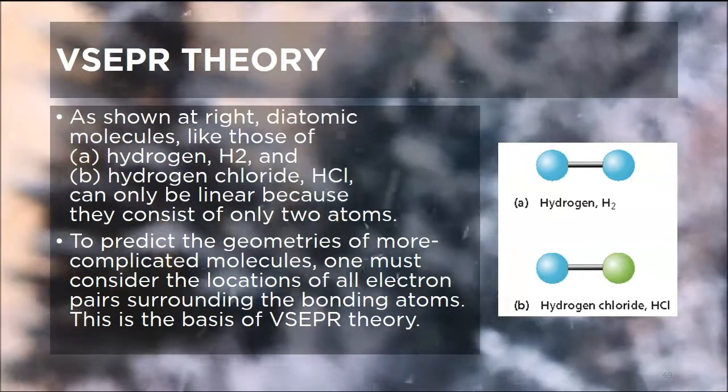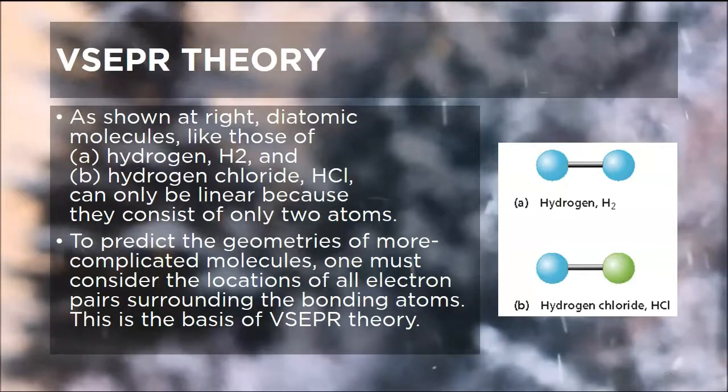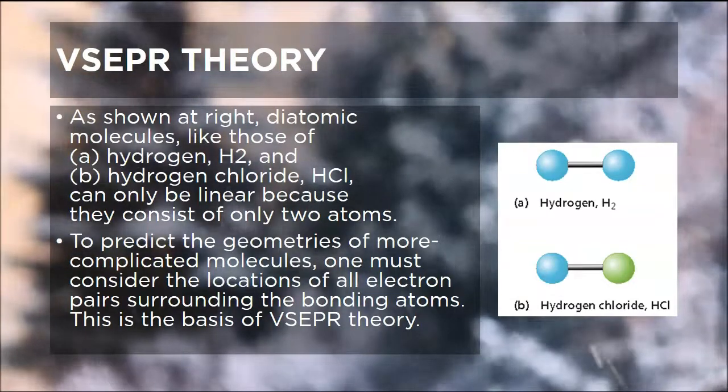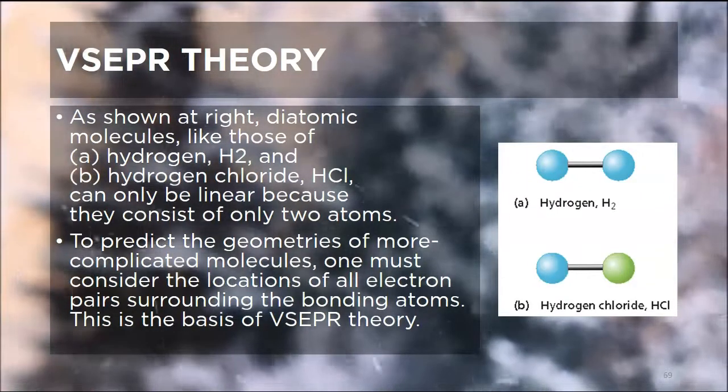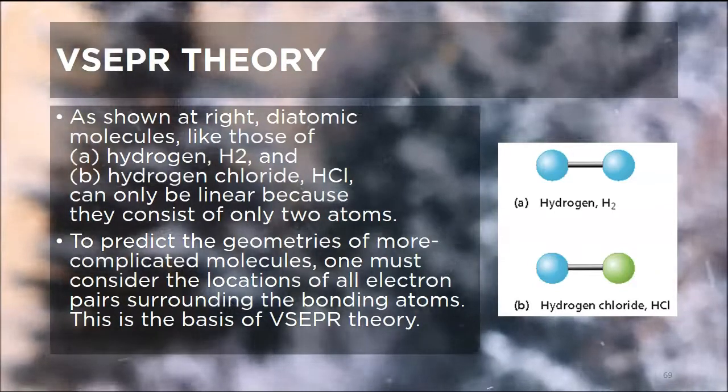Anytime you have two atoms bonded, just like in geometry, when you have 2 points, what's really the only shape you can make between 2 points? A straight line, right? So when we have two atoms, it's always going to be a straight line between them to make our molecule.